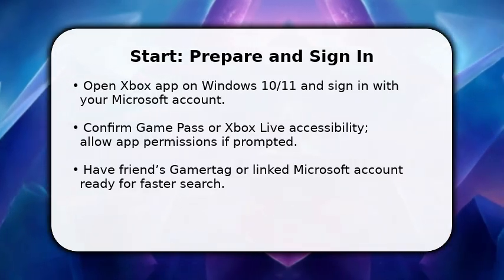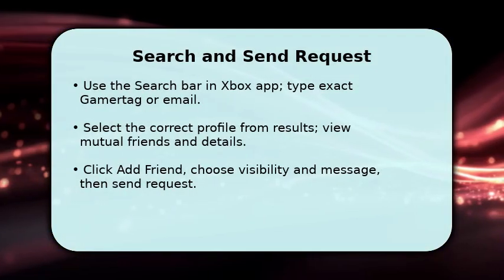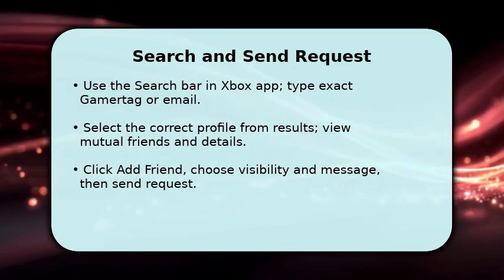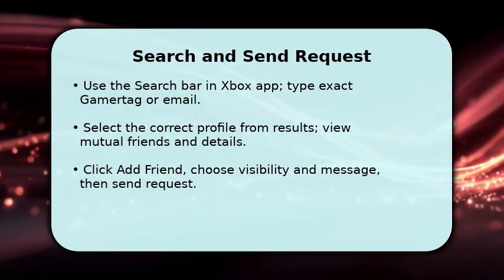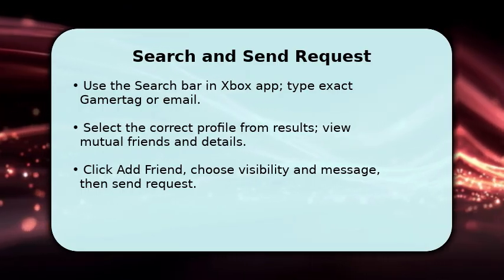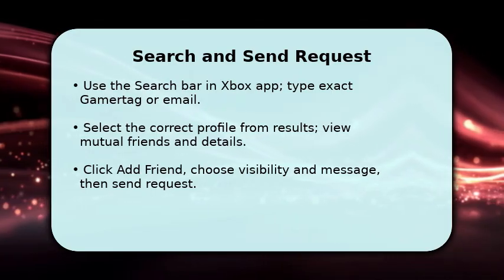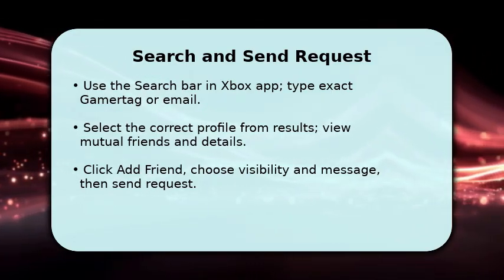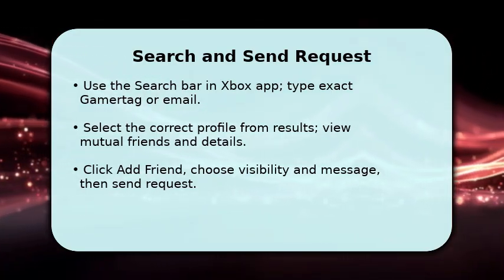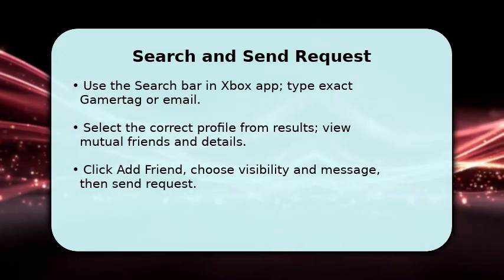You'll use the app search bar to enter the exact gamer tag or email because similar names can confuse results. Once the right profile appears, inspect mutual friends or avatar to confirm it's the correct person. Then click Add Friend, pick your visibility, and optionally add a short message. This increases acceptance chances. After sending, the request moves to pending. Make sure you watch for notifications so you can follow up if they don't accept.